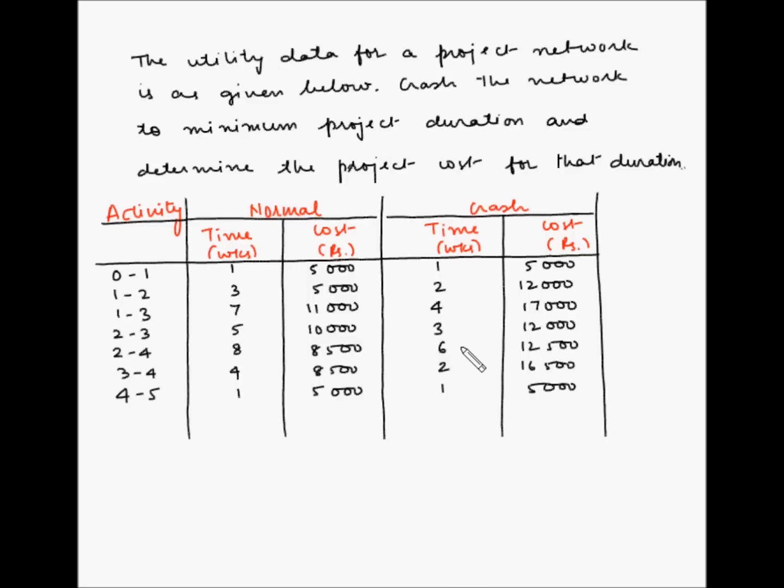So the first step to crash the project network is to draw the network diagram and identify the critical path. Why do we need to identify the critical path? Because the critical path is a representation of the duration of the project. So the activities on the critical path are the ones for which we need to reduce the time in order to reduce the overall project duration. So let's draw the network diagram for this project.